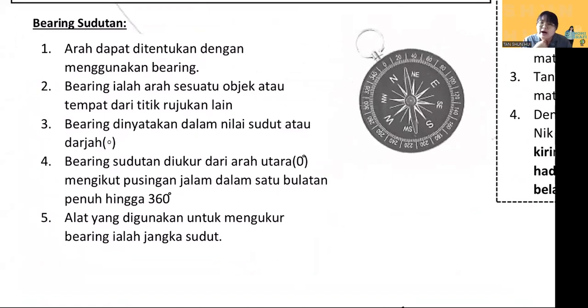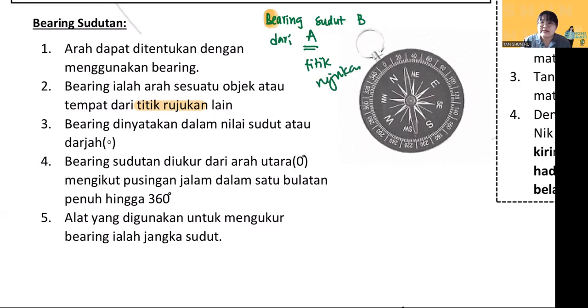So how do I get my bearing Sututan? First of all, I need to have a titik rujukan, a reference point. What do I mean by reference point? For example, I want to know the bearing Sututan of B from A. Then A will be the titik rujukan, the reference point.